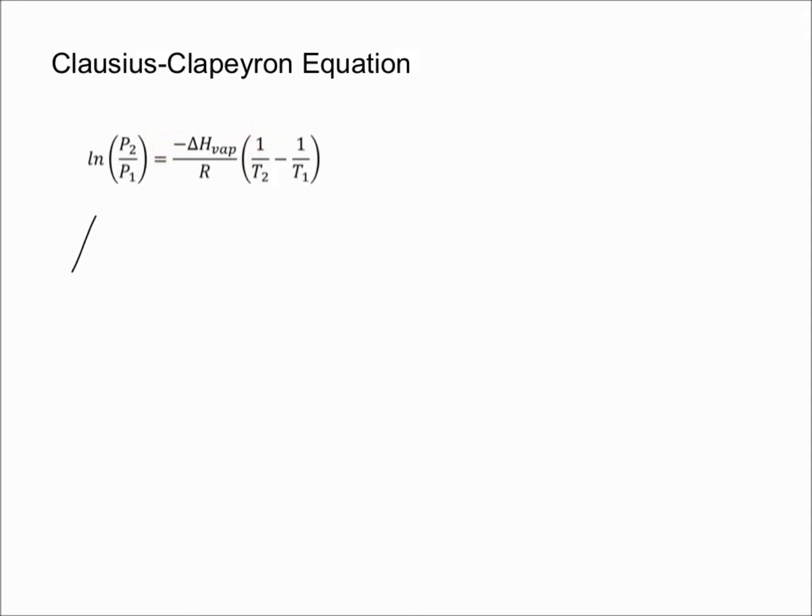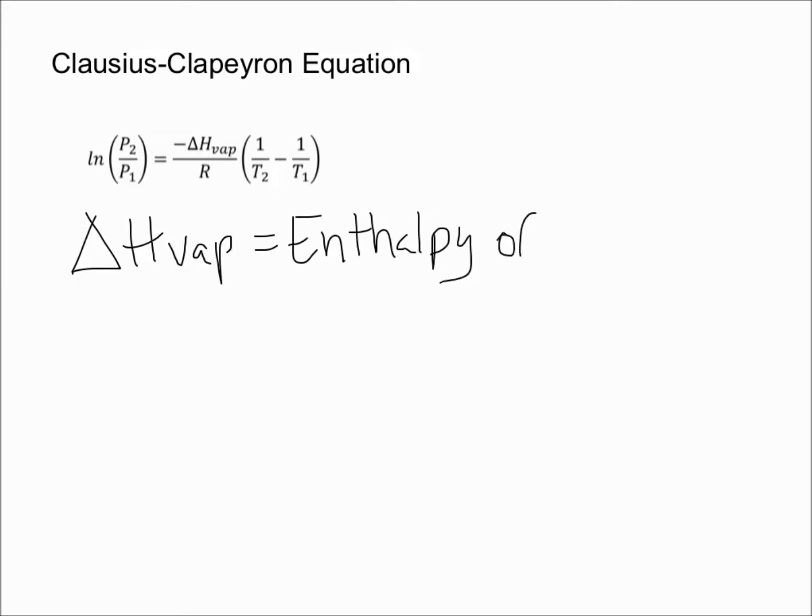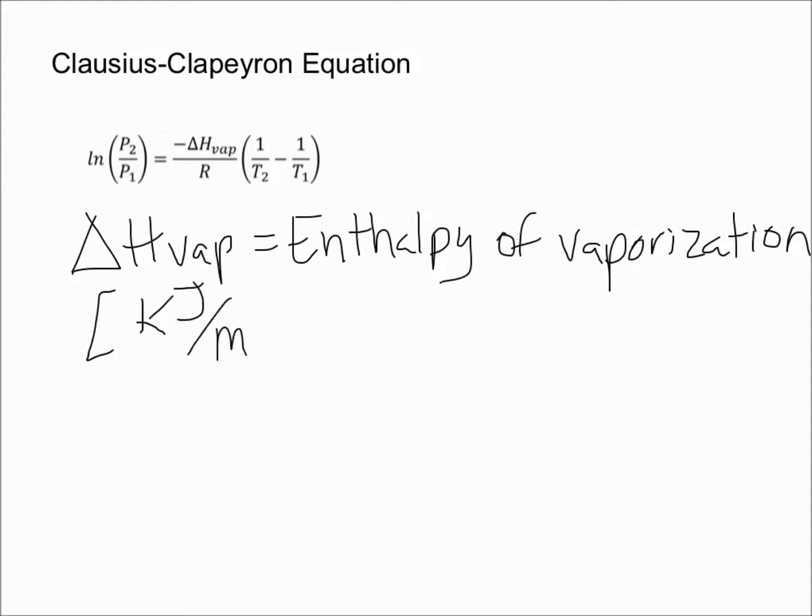So delta H of vaporization is the enthalpy of vaporization, and this is usually given to you. And well, it's basically the energy required to vaporize 1 mole of liquid, and it's usually given in kilojoules per mole.